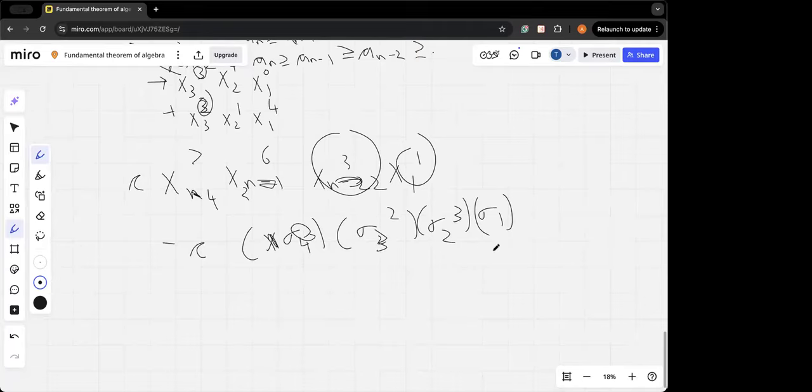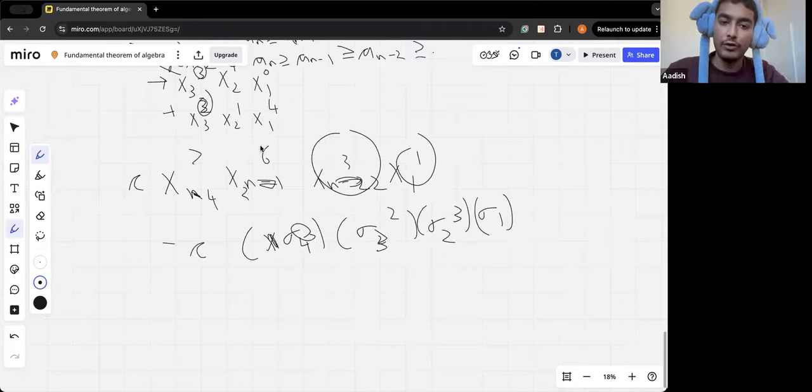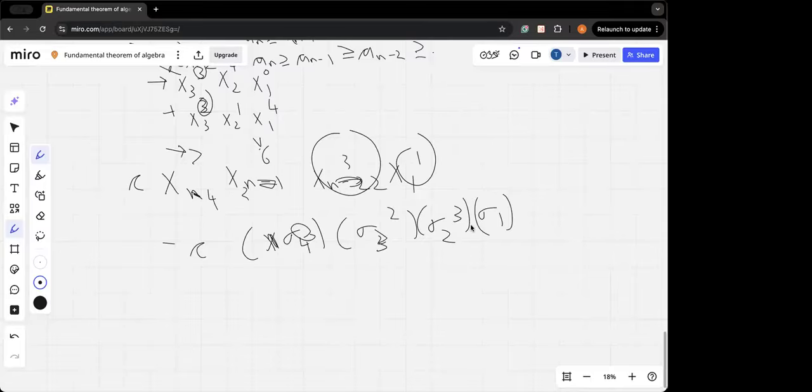Wait, sigma 1 to the 4? No, because when you get rid of 6 powers of this, you also have already gotten rid of 6 powers of this, and only one power is one more. Okay, that's it, sigma 1.